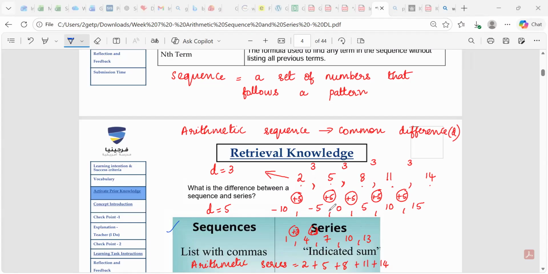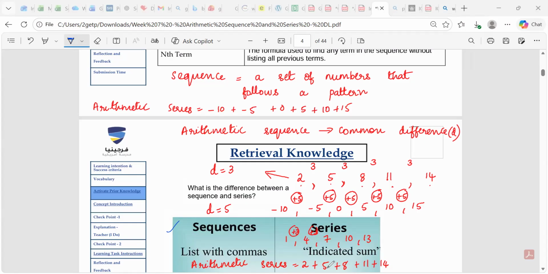For the next one, minus 10, minus 5, 0, if you want me to write it as an arithmetic series, instead of commas, you just put a plus sign in between. This is arithmetic series. So the difference between arithmetic sequence and arithmetic series is that for the arithmetic sequence, you will just put the numbers in commas, whereas for arithmetic series, we have to put a plus sign in between these numbers.